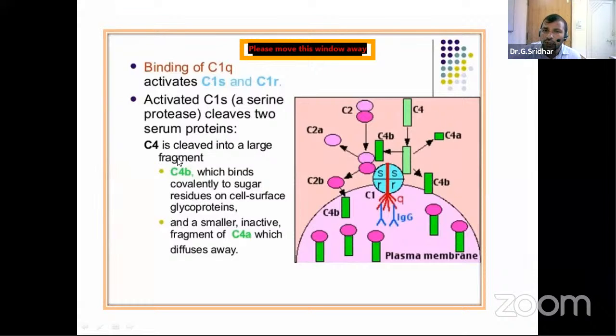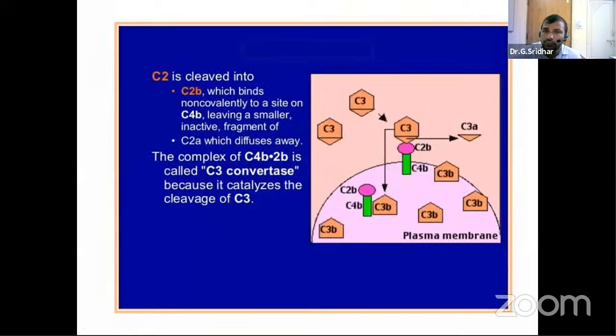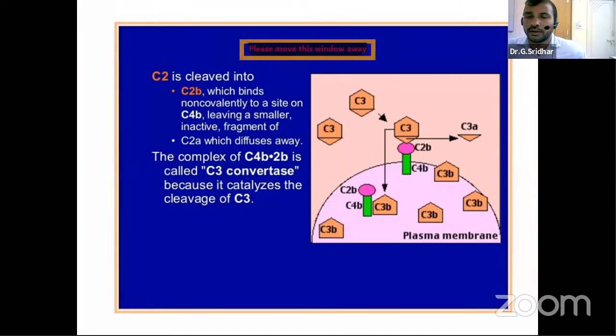Then activated C1 cleaves two serum proteins. C4 is cleaved into a large fragment called C4b, which binds covalently to the sugar residues on cell surface glycoproteins, and a smaller inactive fragment, C4a, which diffuses away. Then C2 is cleaved into C2b, which binds non-covalently to a site on the C4b, leaving a smaller inactive fragment, C2a, which diffuses away. The complex of C4b and C2b is called C3 convertase.